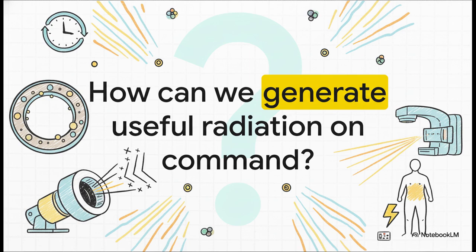So we spent this whole time talking about how unstable atoms release energy all on their own, naturally just following their own predictable clocks. But in radiotherapy, a lot of the time, we need to create radiation exactly when and where we want it. We need to be able to turn it on and off. And that leaves us with a huge question for our next chapter. How can we actually generate useful radiation, like X-rays, on command?